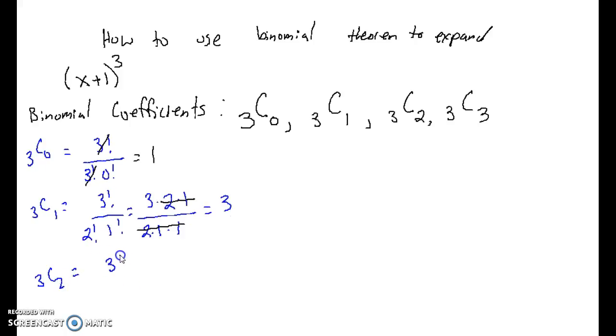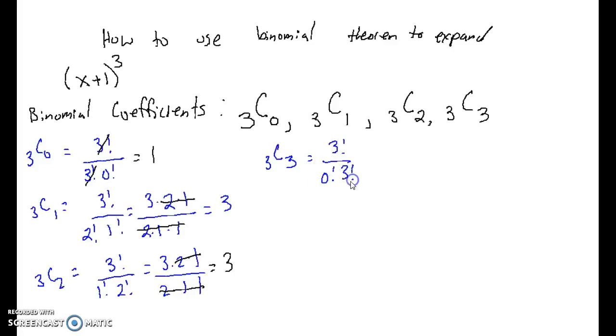3C2 is 3 factorial over 1 factorial times 2 factorial, so 3 times 1 times 1 over 2 times 1 times 1. All of that disappears and you're left with 3. And then 3C3 is 3 factorial over 0 factorial times 3 factorial. That's one of the reasons there is symmetry, because all we're doing is switching the 0 factorial and 3 factorial around. Everything will cross off, and again, 0 factorial is equal to 1.